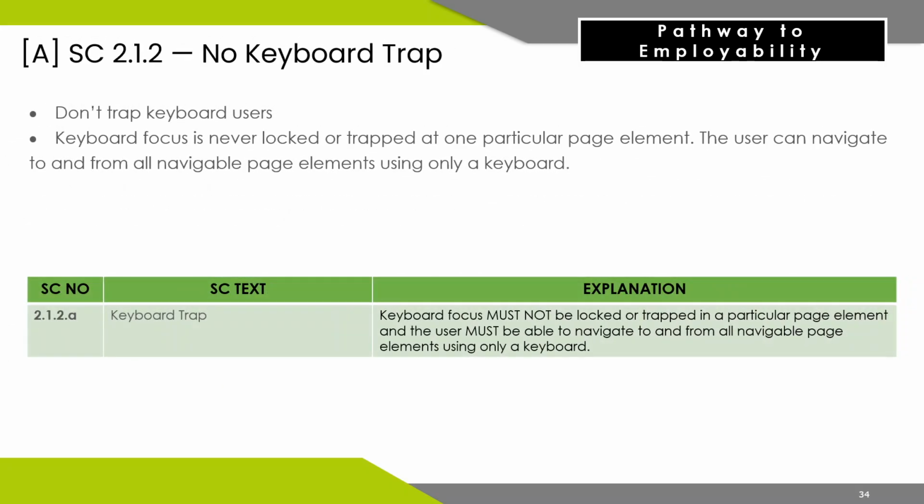The requirements for success criterion 2.1.2 no keyboard trap are 2.1.2.a keyboard trap. Keyboard focus must not be locked or trapped in a particular page element, and the user must be able to navigate to and from all navigable page elements using only a keyboard.